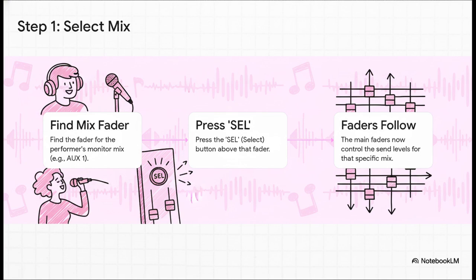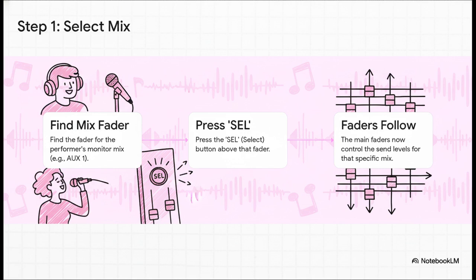First things first, we have to tell the console which mix we want to mess with. Look down at your faders and find the one for your singer's monitor. Let's just say it's aux 1 for this example. Right above that fader, you're going to see a SEL button. Go ahead and press it. Bam! You'll see the lights on the console change.